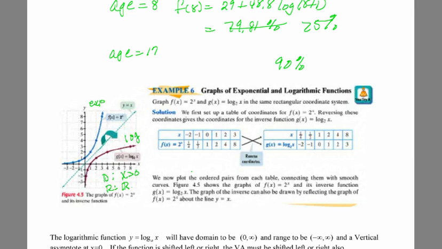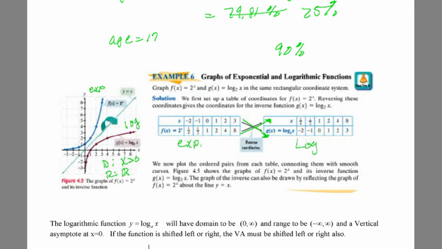You can see some ordered pairs were plotted. f of x equal 2 to the x, we plotted these earlier. Comparing a table of ordered pairs, what we see is the x values for the function all become the y values for the inverse. And the y values for the function become the x values for the inverse. Remember that swapping of x's and y's? Well, it happens here. So I could take the ordered pairs from the exponential function, swap them out, and get ordered pairs for the log function. And that could enable me to graph them. One way to graph it.